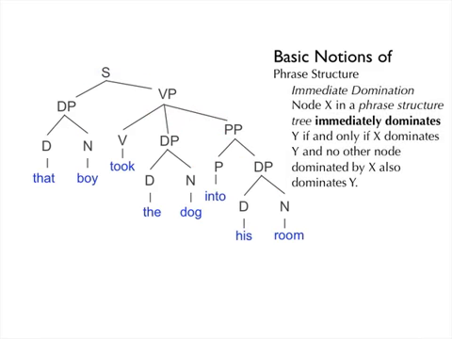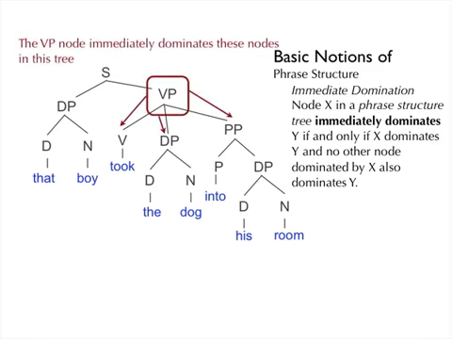Immediate domination just means, well, read the definition. It means the next one down in terms of nodes, and that's it. So the VP node immediately dominates only those nodes, not any of the other. Immediate domination just is that. So those nodes are dominated by VP, but not immediately dominated, right?